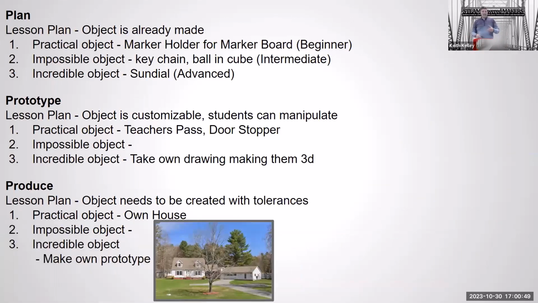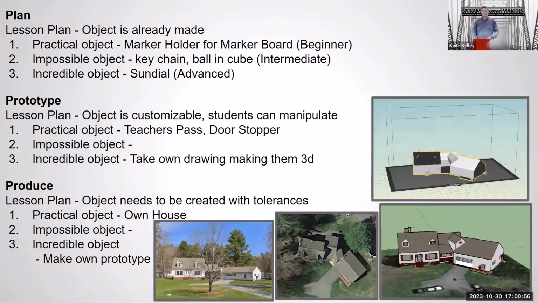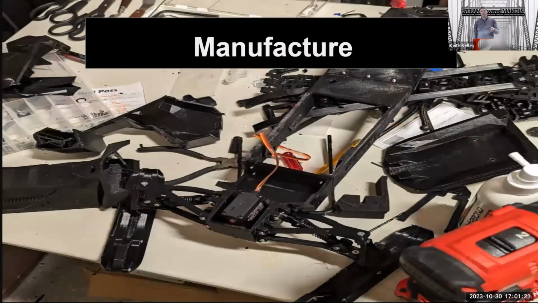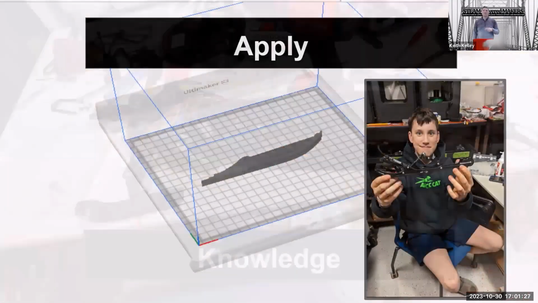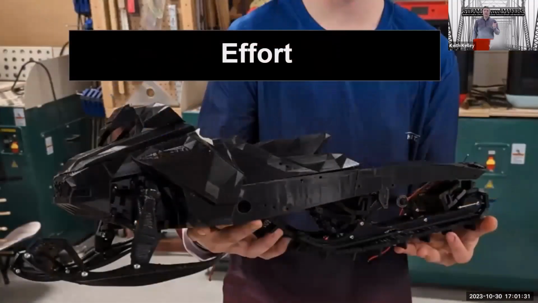So plan, prototype, produce. The kids we kind of take them through these options as we go. And then again, at the higher level, the kids can use higher level printers. So in my SketchUp model, the kid takes their house, grabs a satellite, designs it, brings it in, and then we end up printing it. They manufacture, they apply their knowledge through effort and reiteration.